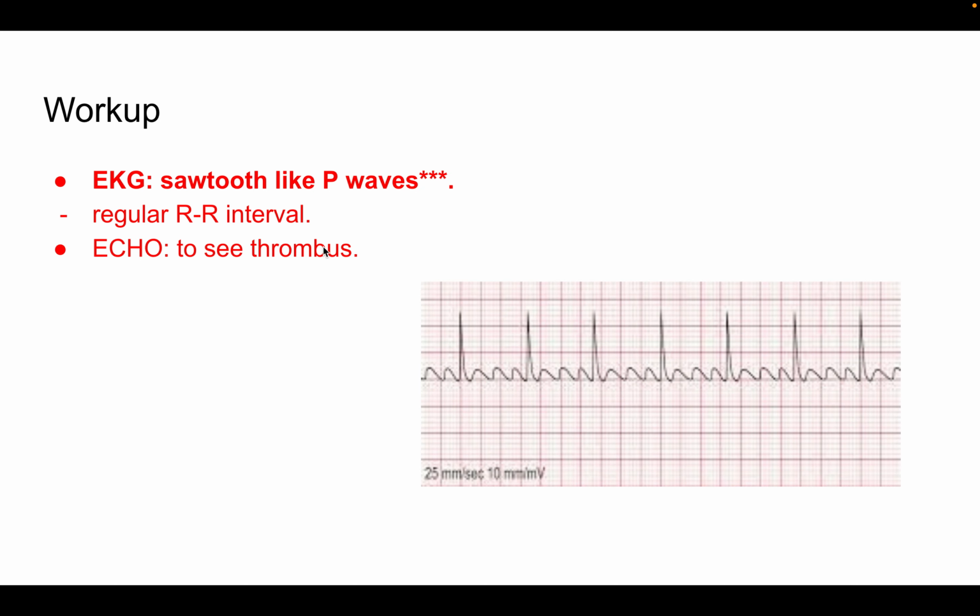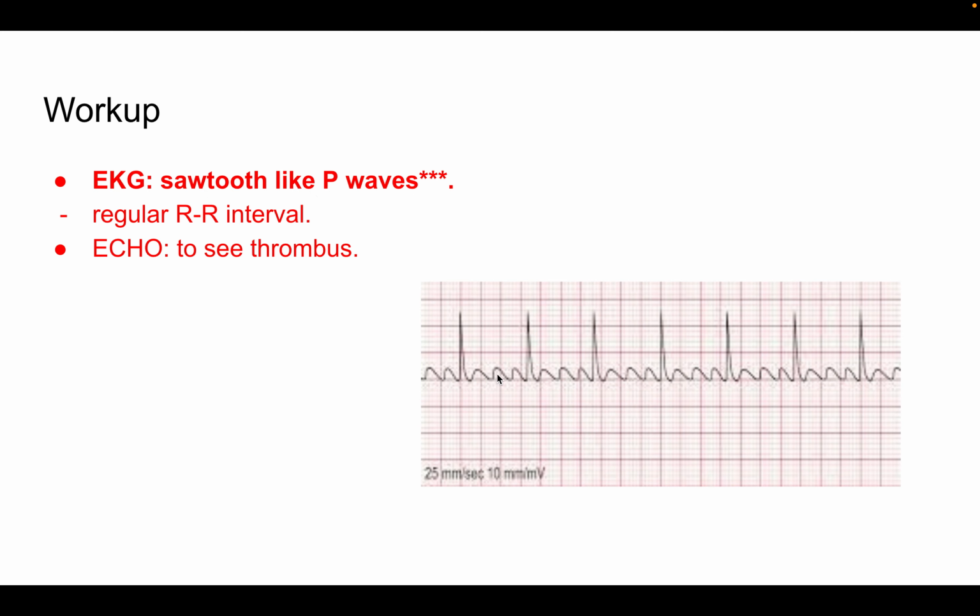So our workup, here's the EKG. Let's go over this real quick. This is the most high yield thing you must know about a flutter. You have to know this. 95% of your questions on a flutter will have this in it. So this person comes in, right? You have a vignette. This person comes in with palpitations. You do an EKG, and let's say the EKG reads out you have sawtooth-like P waves. Well, what does that mean?